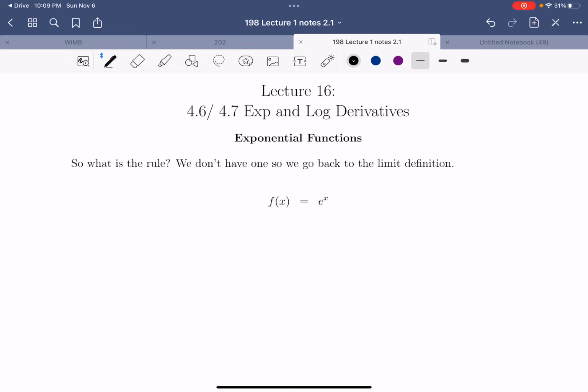Hi all, this is lecture 16. This is on sections 4.6 and 4.7. We're doing exponential and log derivatives here.